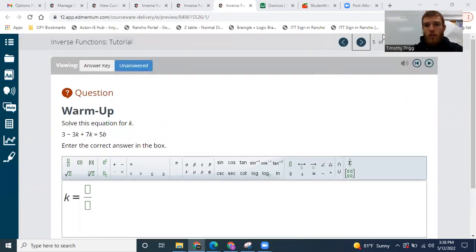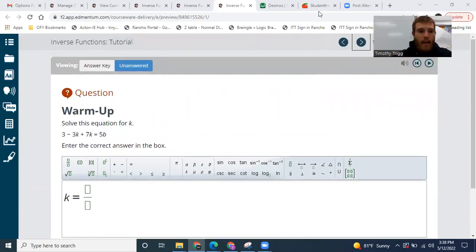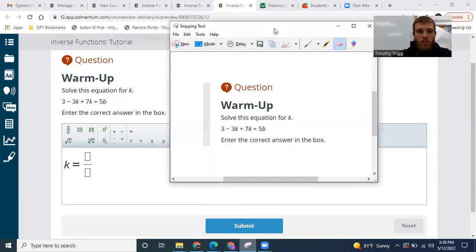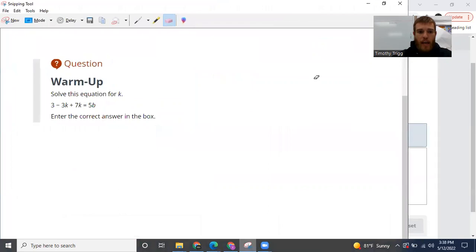So if you're on the tutorial, go ahead and move to page 5 and let's answer this warm-up. This is going to be a key thing when it comes to the rest of this lesson: solving equations in general. Here we're trying to solve this equation for k. What I want you to notice is that this equation has k and b in it, but we're just trying to get k by itself.